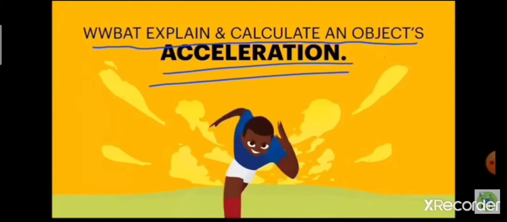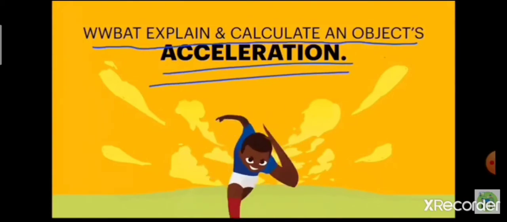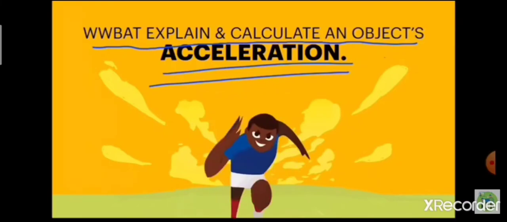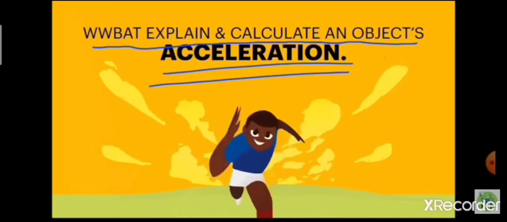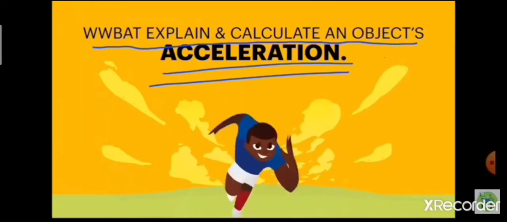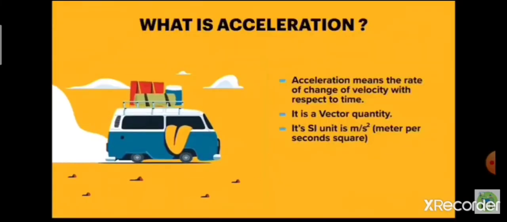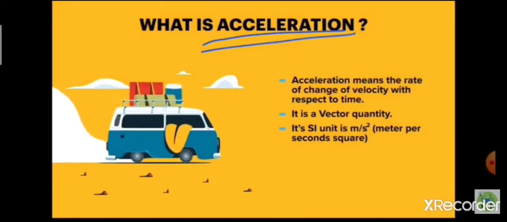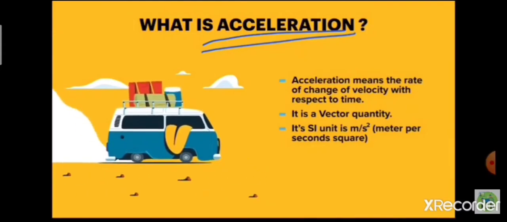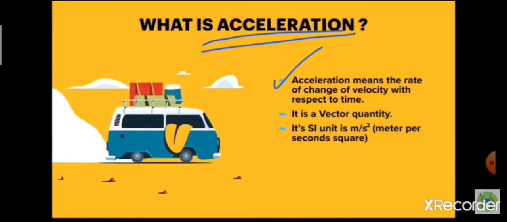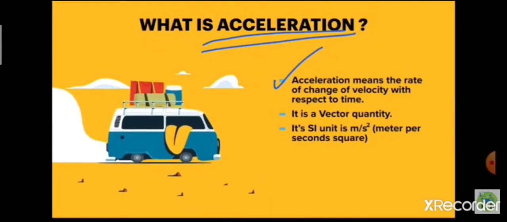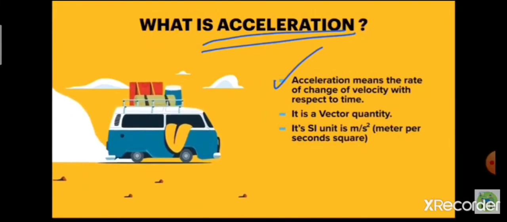So the first objective, or the first topic, is that we'll be able to explain and calculate an object's acceleration. Here, first we will understand what acceleration is, and then we are going to see how to find out the acceleration of an object. So what is acceleration? We are going to see the definition of acceleration first.